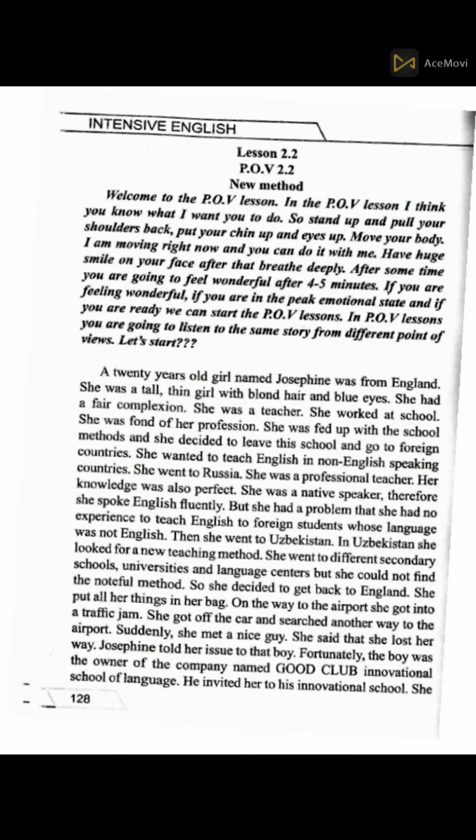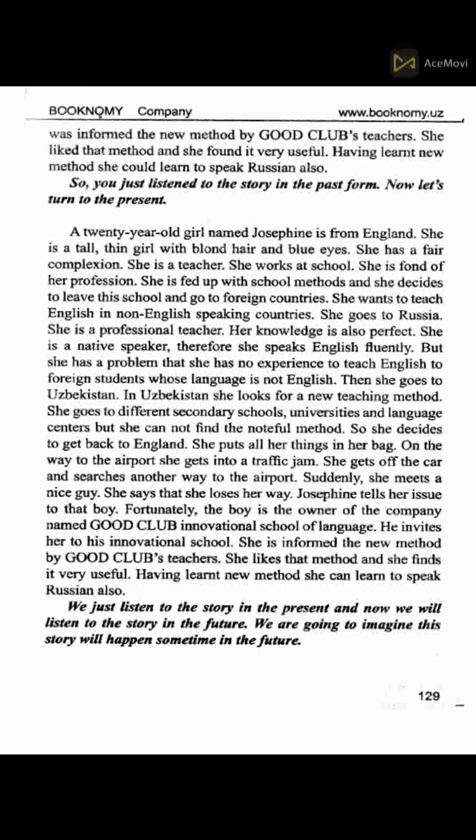She put all her things in her bag. On the way to the airport, she got into a traffic jam. She got off the car and searched another way to the airport. Suddenly, she met a nice guy. She said that she lost her way. Josephine told her issue to that boy. Fortunately, the boy was the owner of the company named Good Club Innovational School of Languages. He invited her to his innovational school. She was informed the new method by Good Club's teachers. She liked that method and she found it very useful. Having learned the new method, she could learn to speak Russian also.